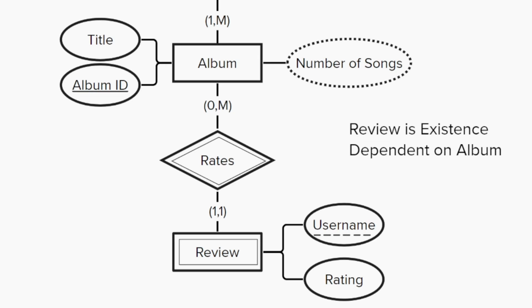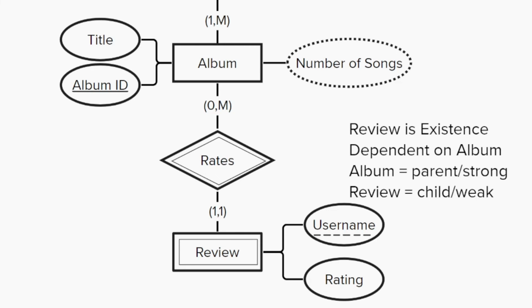However, given nothing but the username and the rating, there is no way to distinguish reviews from each other. The name that a user has could be the same, and that person could give ratings for several albums. This means that distinguishing one review from another depends on the specific album that it rates. In such a case, the album entity is known as a parent or strong entity, and the review is known as a child or weak entity.